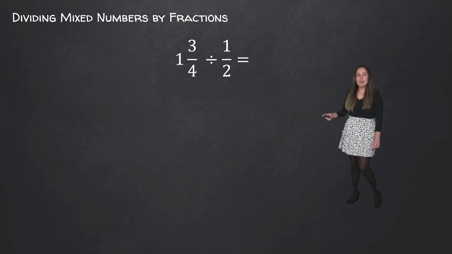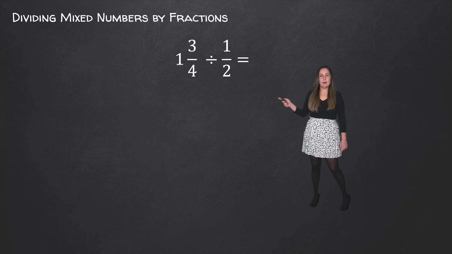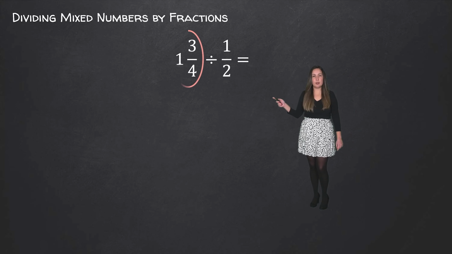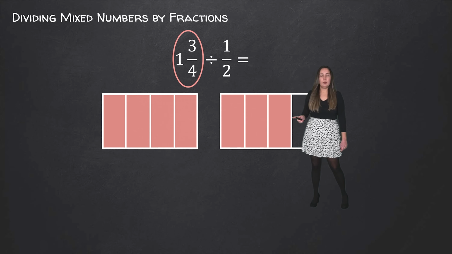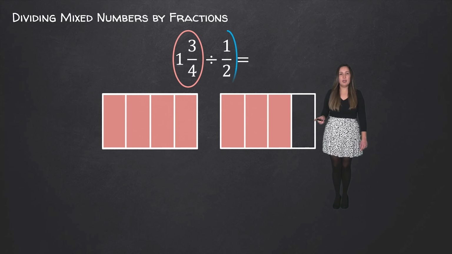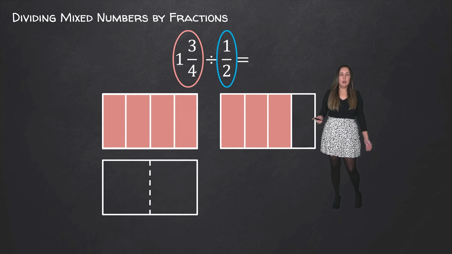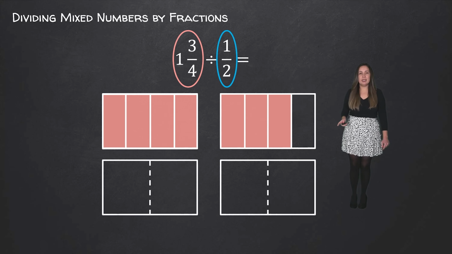All right, now we have 1 3/4 divided by half. So we're first going to represent 1 3/4. So we have one whole shaded rectangle, and we have 3/4 here. And because we're dividing it by half, we're going to have 2 rectangles underneath it that are in halves. And we want to figure out how many times does half go into 1 3/4.